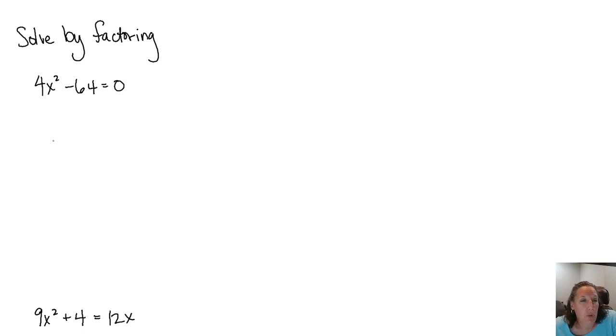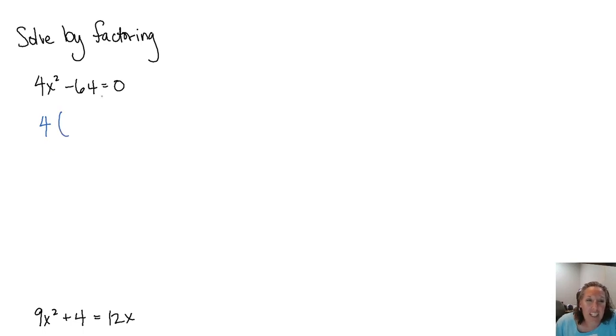Alright, so our first example we have here is 4x squared minus 64 equals 0. It's already equal to 0, so that part's done for us. Now we want to factor that left-hand side. Just like when we were factoring with expressions, the first step is to always look for the greatest common factor. So between 4x squared and 64, they're both divisible by 4, so we can factor out a GCF of 4.